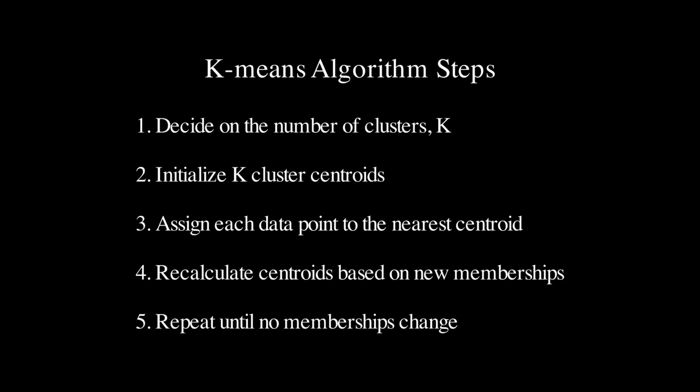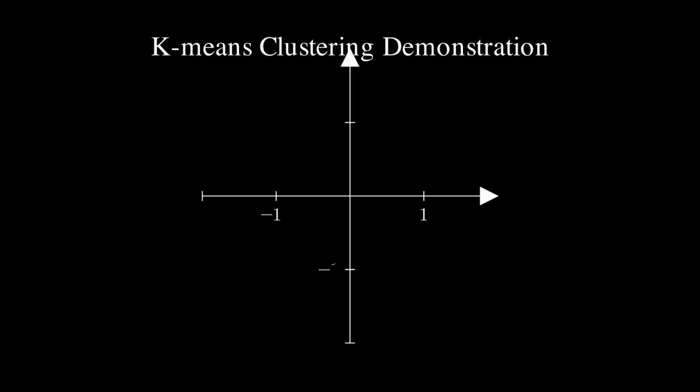The k-means algorithm follows a straightforward iterative process. First, we choose our desired number of clusters k. Then we initialize k centroids randomly in our data space. Next comes the core iteration. We assign each data point to its nearest centroid, then recalculate the centroids based on these new assignments. This process continues until the cluster assignments stabilize. Let's watch this process in action.